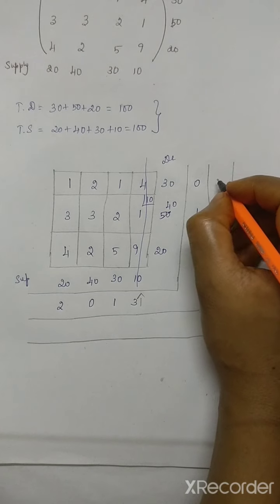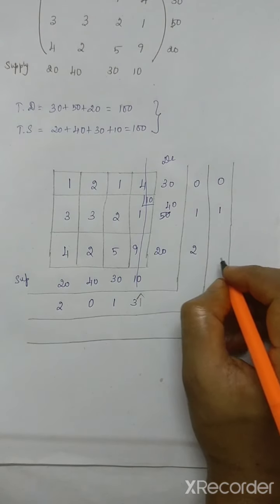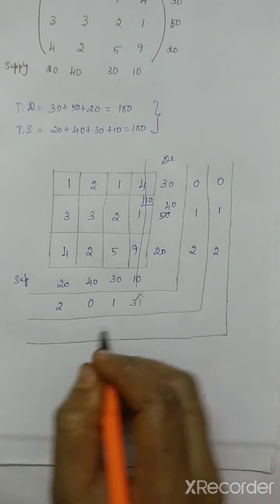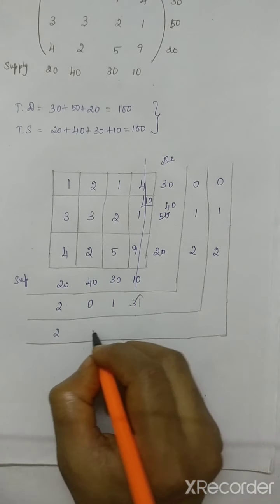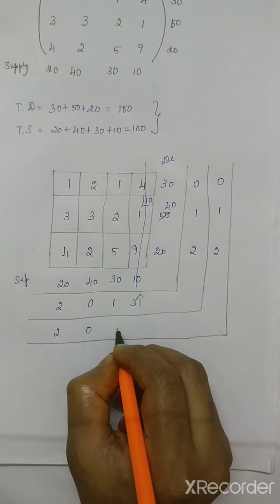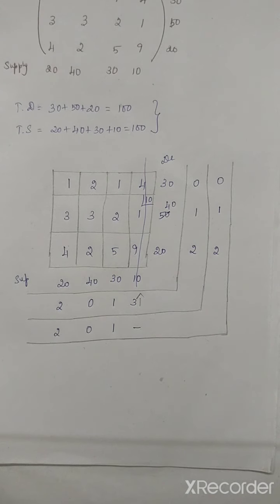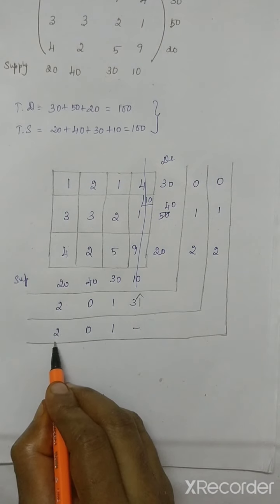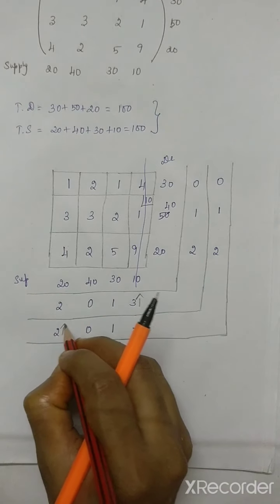For the first row, 1 and 1, 0. Second row, 3 and 2, the difference is 1. Third row, 4 and 2, so the difference is 2. Column wise, 1 and 3, so 2; 2 and 2, 0; 2 and 1, so 1. For this column you have to put a dash. Here the maximum penalty is 2. It lies in the third row and also in the first column, so you have to choose the first column.